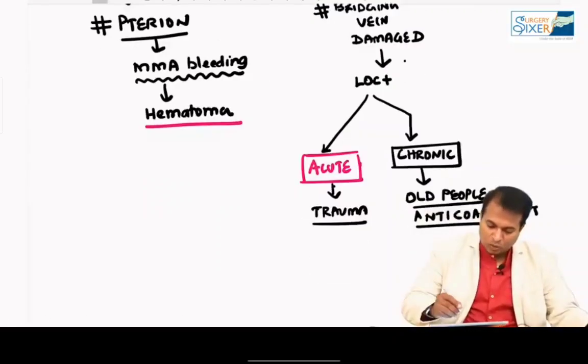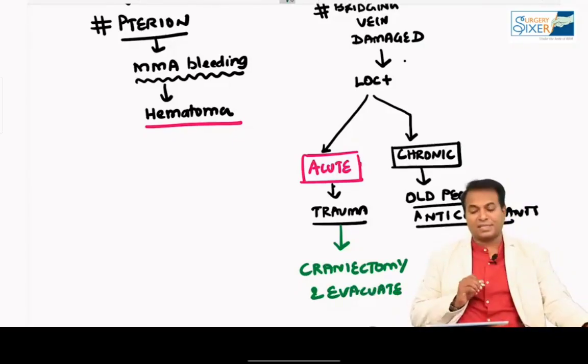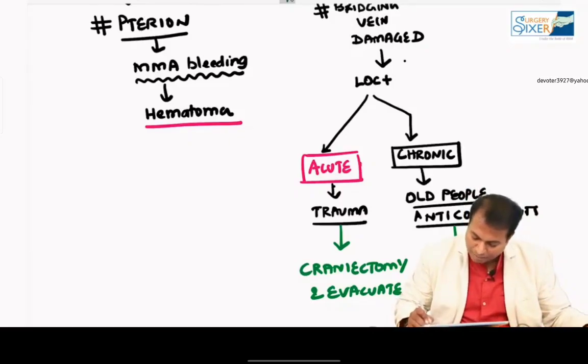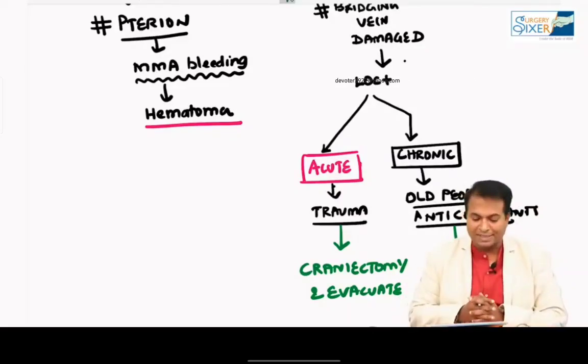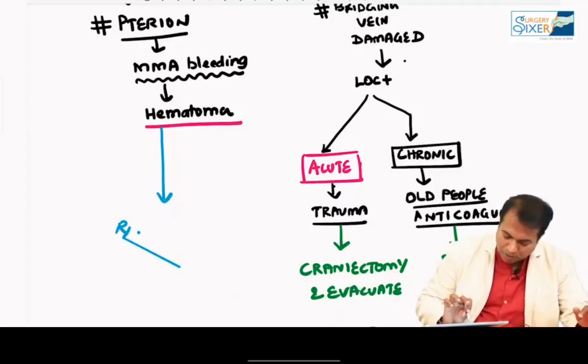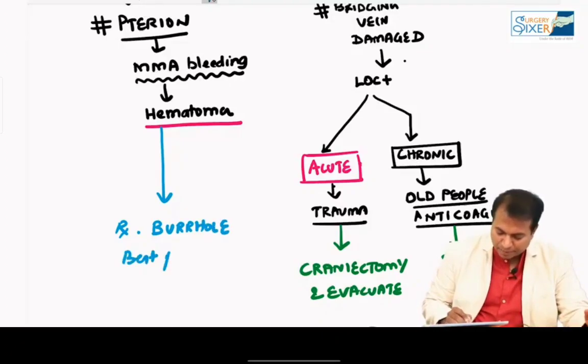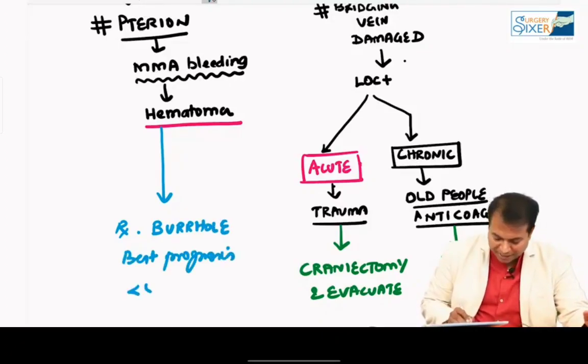Acute SDH needs craniectomy. We have to immediately open the cranium, do craniectomy, and evacuate the hematoma. Chronic SDH can be treated by just a burr hole. A burr hole is enough for chronic SDH. The easiest to treat is EDH, because the treatment of EDH is very easy. We can easily go for a burr hole, put a burr hole and let out the hematoma. The best prognosis is also seen with EDH. The mortality is less than 5%.